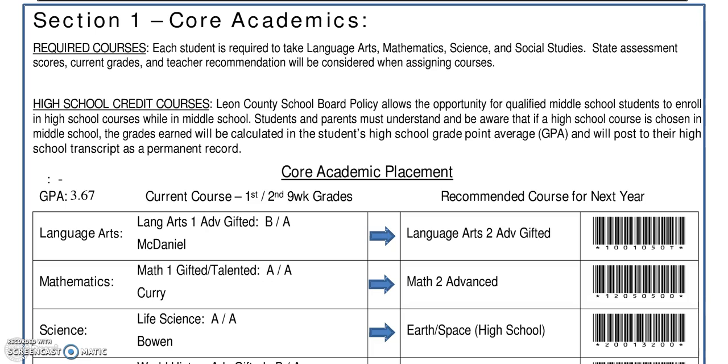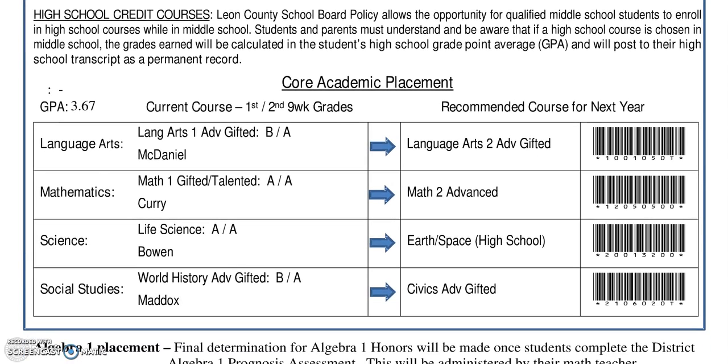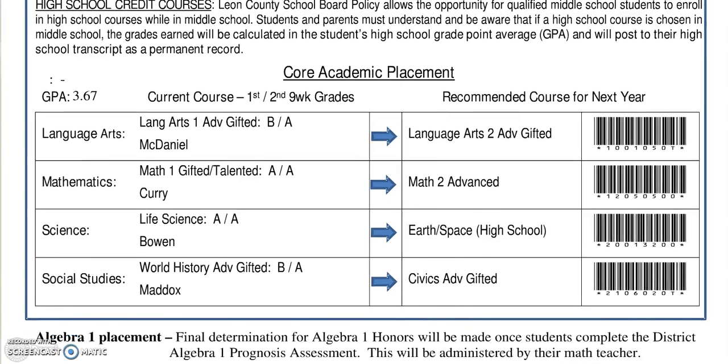So you have your GPA listed there, the classes that you're currently enrolled in, language arts, math, science, and social studies, and your first and second 9-week grades, and then the courses that have been recommended for you to take. Okay, so look at those, make sure those are correct. If you have any issues with that, let your teacher know, or come by and see us in guidance.